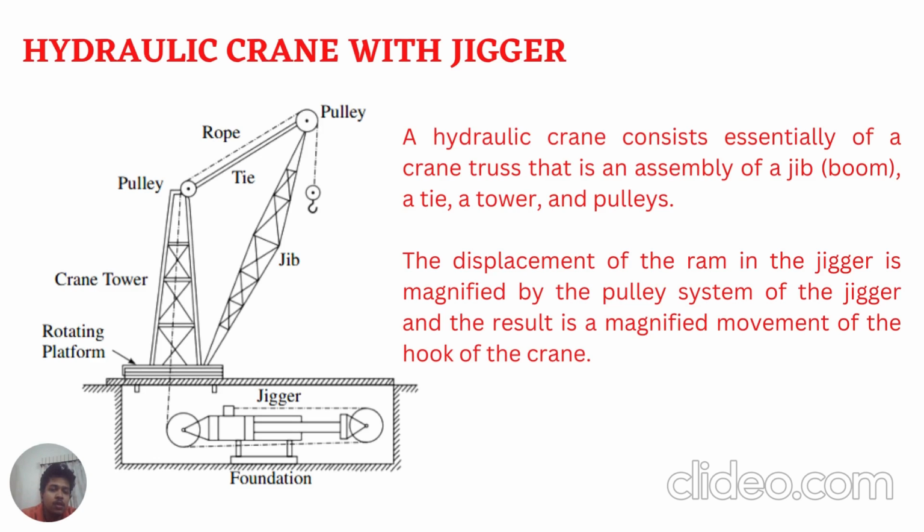To support this whole system, there is a jib, and on the wire we can see there is a hook. So the displacement of the ram in the jigger is magnified by the pulley system of the jigger. The result is a magnified movement of the hook on the crane.